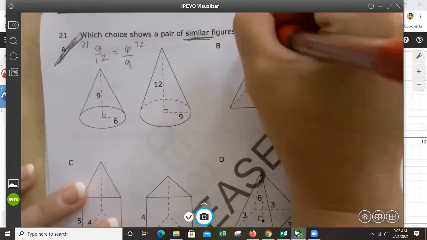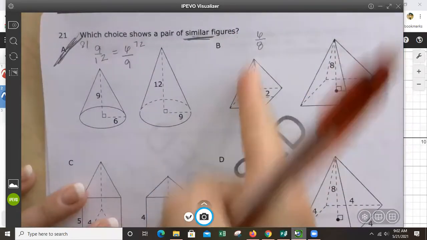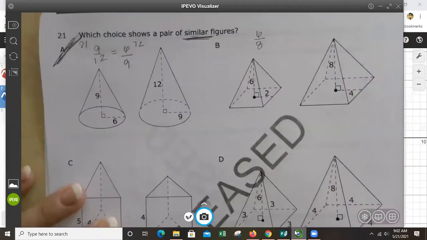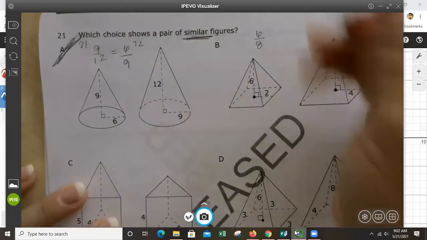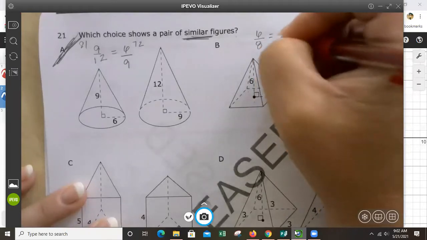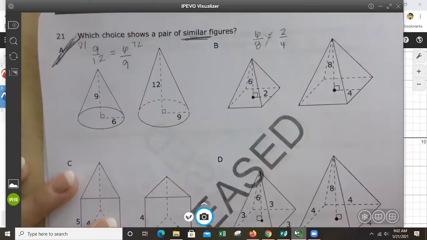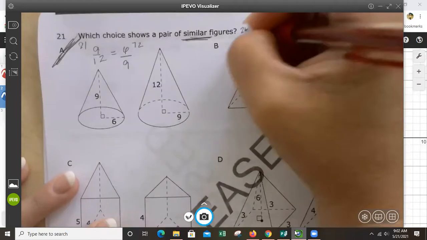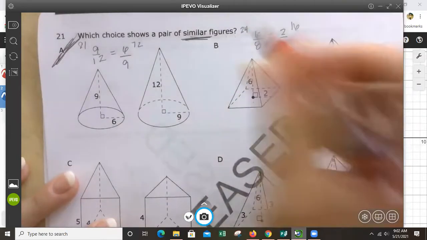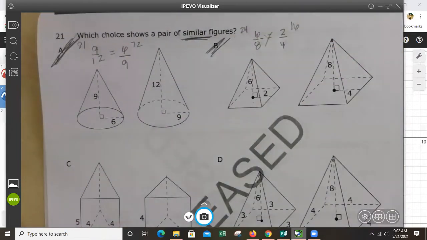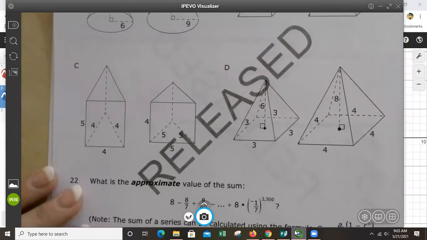Left over right. Just make sure you're using the same thing. So I'm using the height of this pyramid, 6 over 8. And then I'm using this bottom half of the base. Left over right is 2 over 4. Cross multiply, what's 6 times 4? 24. What's 8 times 2? Not the same. That's all you have to do. Similar figures are really easy. Proportions are really easy. Check out your next one.